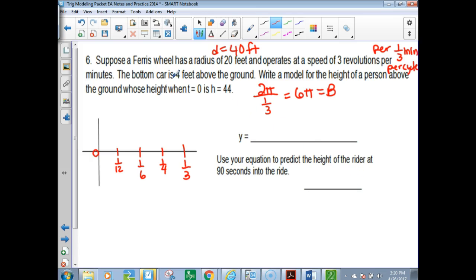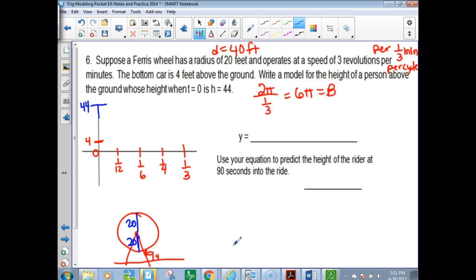Since that's my x-axis, now I'm going to think about where this thing goes. It says the bottom of the car. If you're getting on a Ferris wheel, I don't really have to draw you a picture, but I'm doing it anyways, aren't I? The bottom car is 4 feet above the ground, so we're here at 4. Now, how high are we going up? The radius was 20, so we're going 20 in both directions from the center. It's going to go all the way up to 40 above 4, 44.